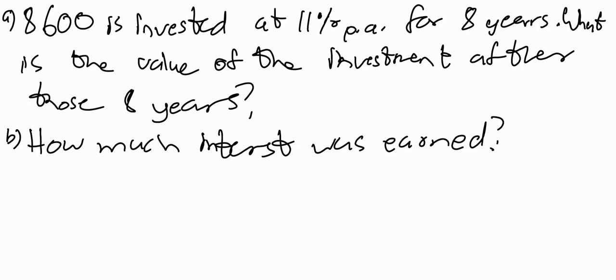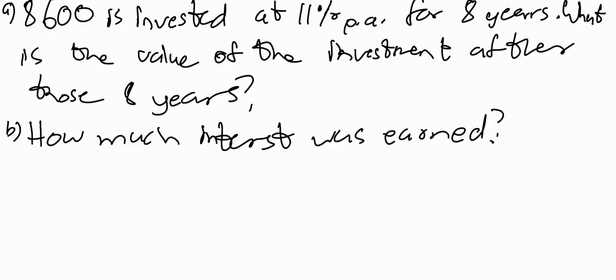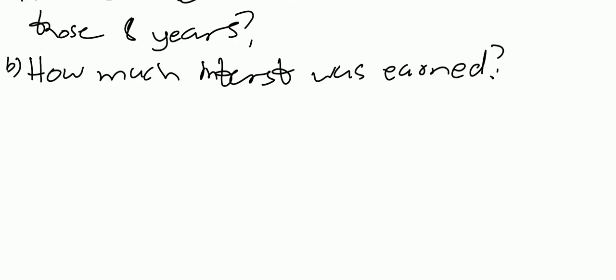Number 8 says 8,600 is invested at 11% per annum. Per annum means per year, for 8 years. So we are investing 8,600 for 8 years, and the interest is 11% per year. The question says, what is the value of the investment after those 8 years? We want the value of the investment after the 8 years.